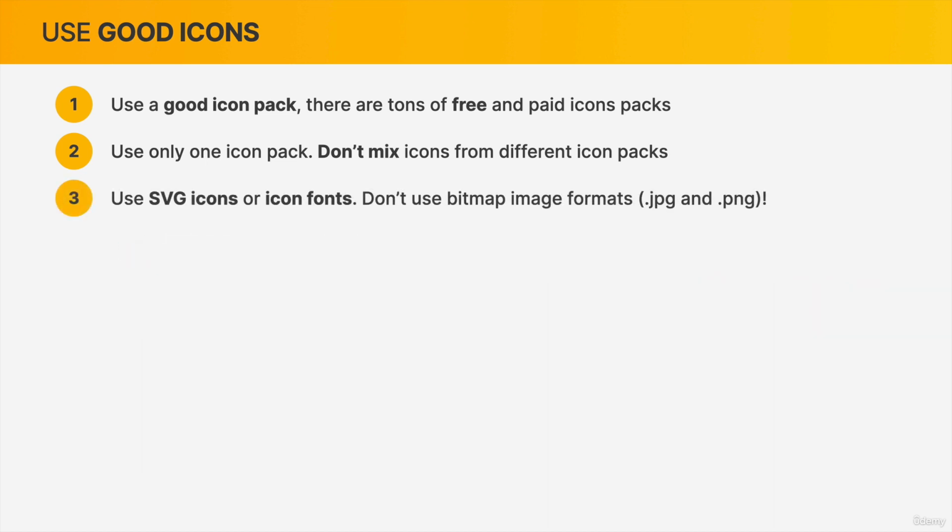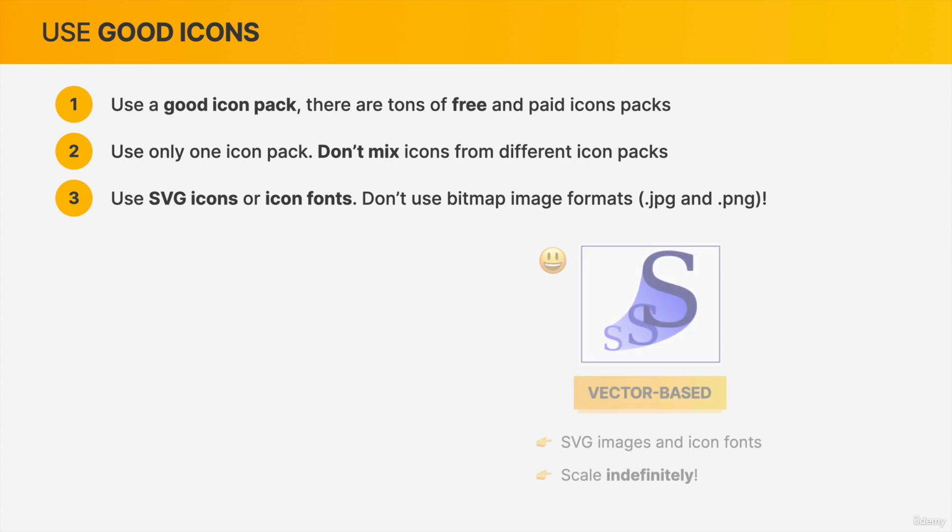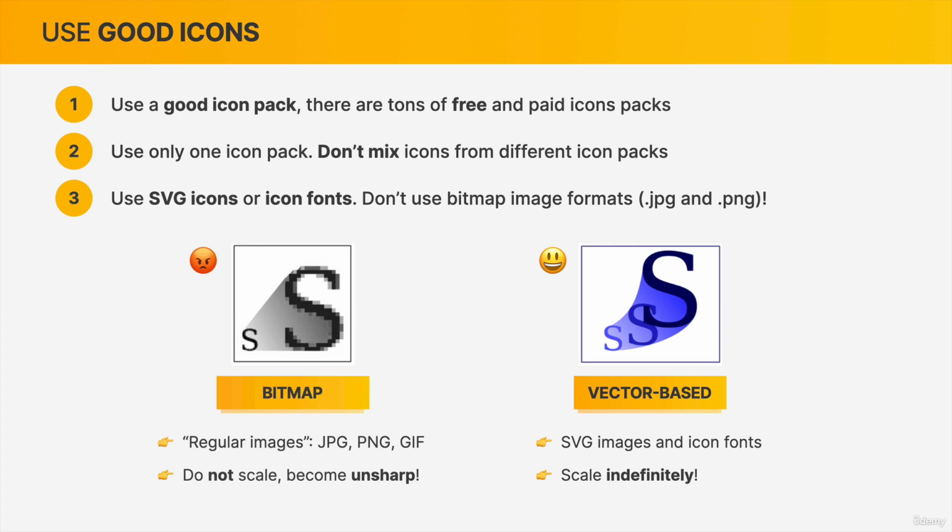Now, next up, you should only use icons that are in the SVG format or something called icon fonts. And that's important because these types of icons are so-called vector-based, which means that we can scale them indefinitely without them getting pixelated. So they will not get unsharp no matter how big we make the icons. On the other hand, we have more regular images like JPEGs or PNGs. And so we should never use these formats for icons because we cannot scale them. So they become unsharp as we make them bigger.